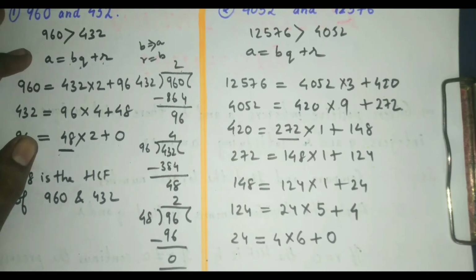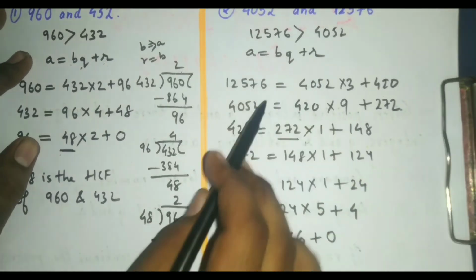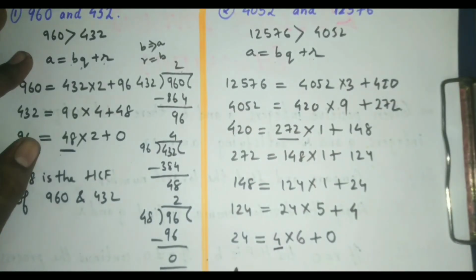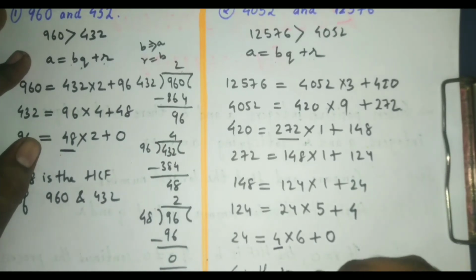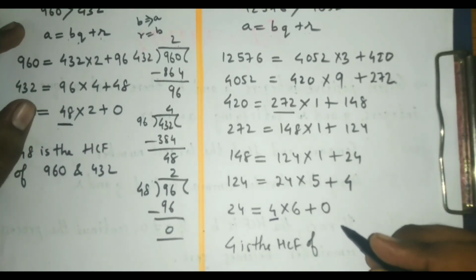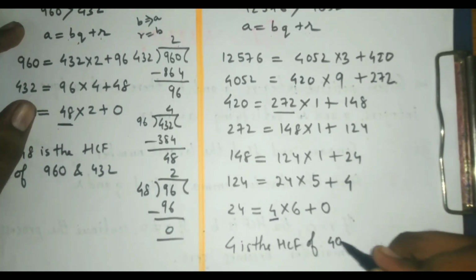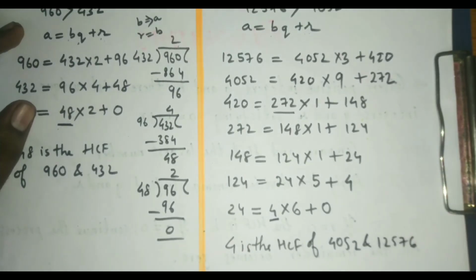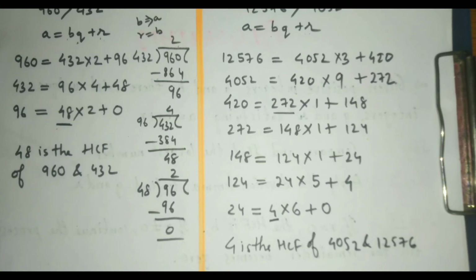Fine. So now here we can say A equal to BQ plus R. When R is equal to 0, B will be the HCF. So here 4 will be the HCF. So we can write 4 is the HCF of, we can say, 4052 and 12576. Fine. So 4 will be the HCF of these two numbers.